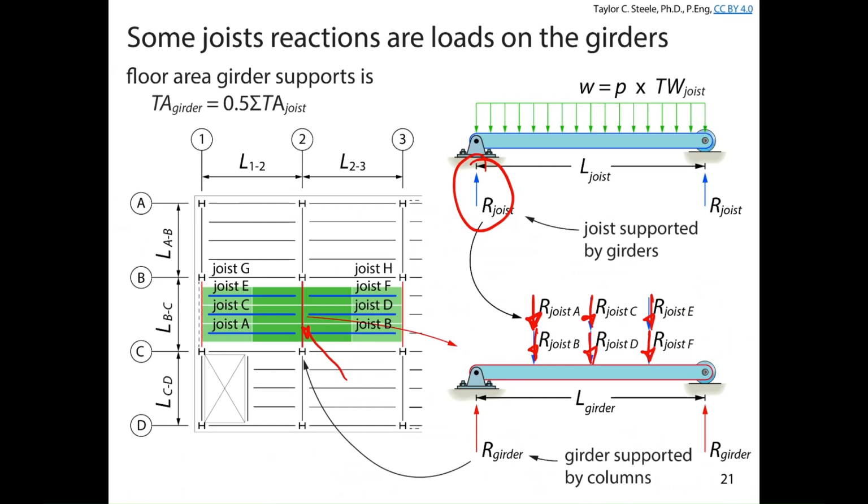Okay, so when you're calculating tributary areas for the girder, basically you can just look at the tributary areas for the joist, multiply those by the number of joists and divide it by 2, and you're going to get the tributary area for that girder.